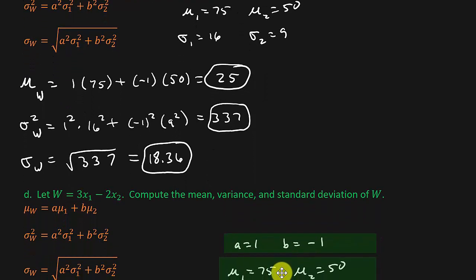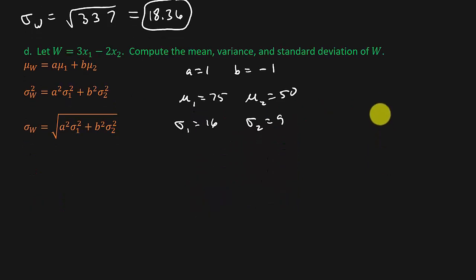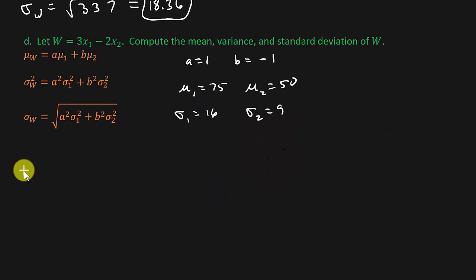We've got 3x1 minus 2x2. Let's identify A and B. A is equal to 3 and B is equal to -2. So we'll just plug it in. A times mu1, so times 75, plus B, which is -2, times mu2, which is 50. And that is going to give us 125 as the mean.